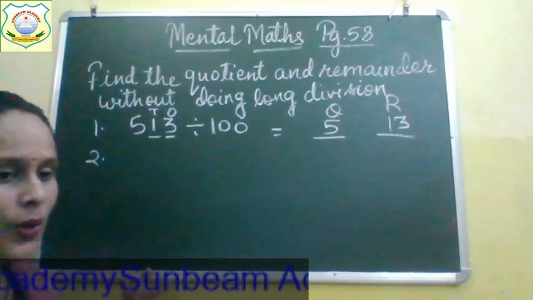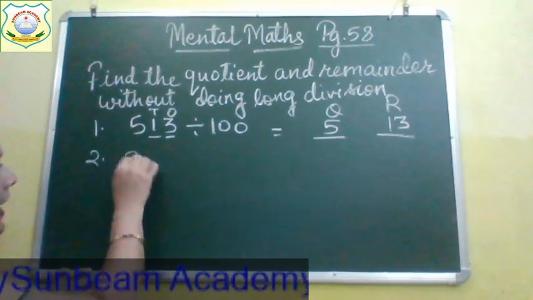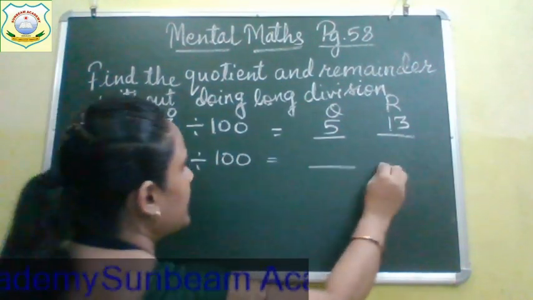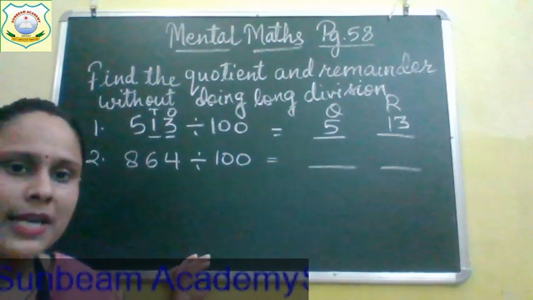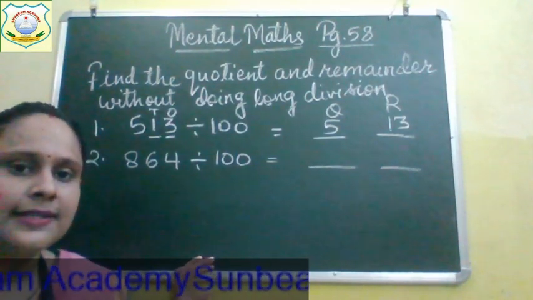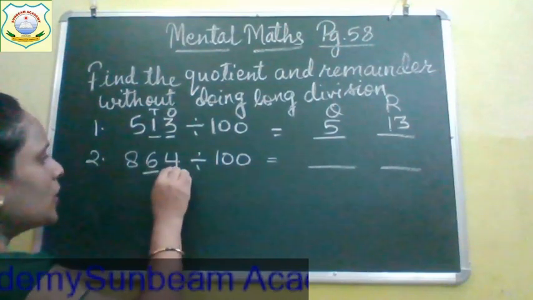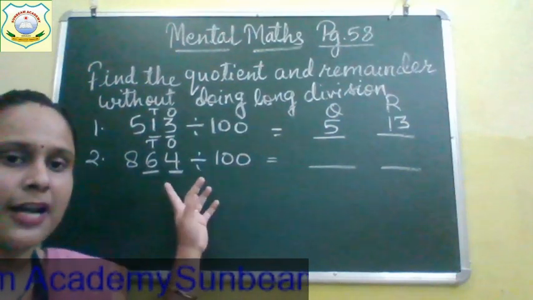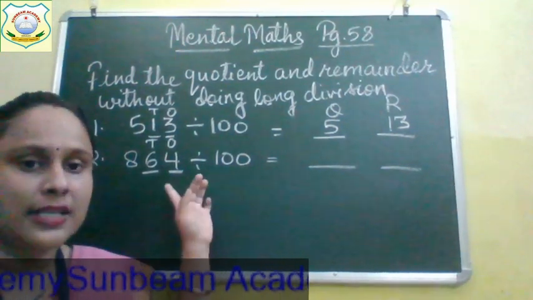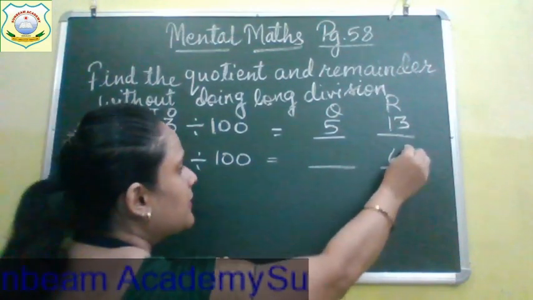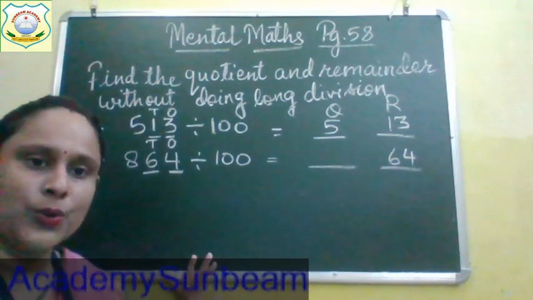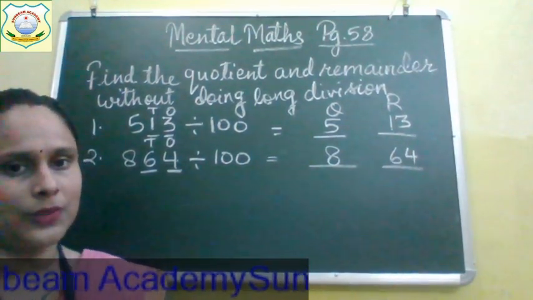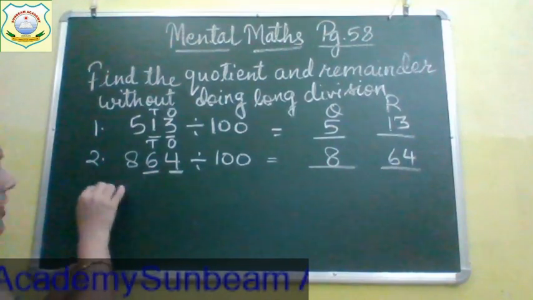Your question number 2 is 864 divided by 100. Now children, in this question, see all of you. Which number is there in the tens and ones place? 6 and 4. So 6 is in the tens place and 4 is in the ones place. So the number is 64. 64 will become the remainder and 8 will become the quotient. So you will write 8 in the quotient and 64 in the remainder column. Okay. So now see the next question, all of you.